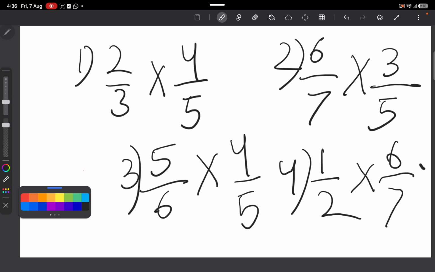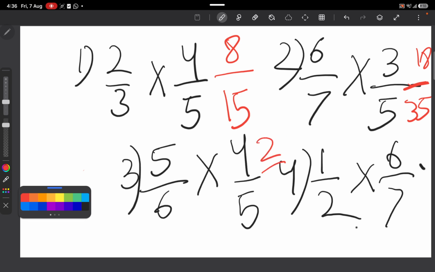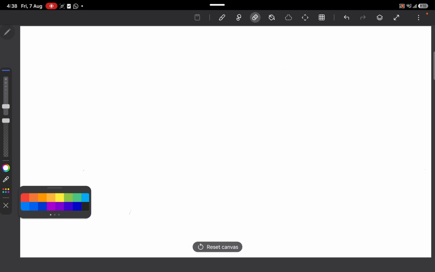Okay. So now I expect that you must have solved it. The answer of each question I'm going to write here. The answer of the first question is 8 upon 15. Simple. The answer of this question is 18 upon 35. And here, when we cut this, the answer is 2 upon 3. And for this one, we have 3 upon 7. If you got all of them correct, very good. If not, practice more sums like that. Okay, now we move towards division. So now we'll do division.